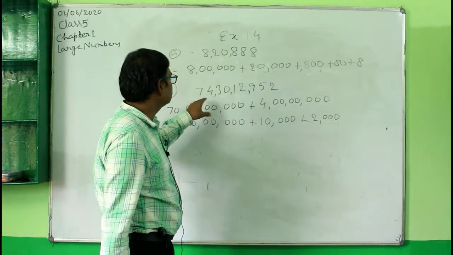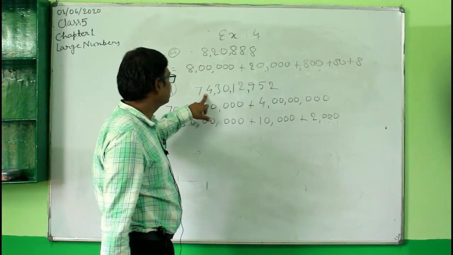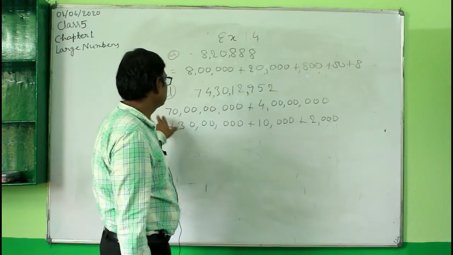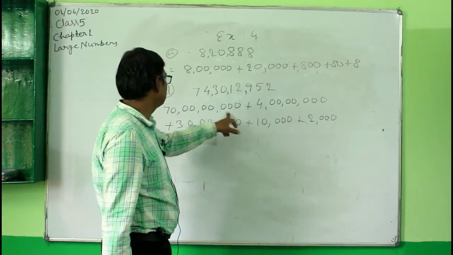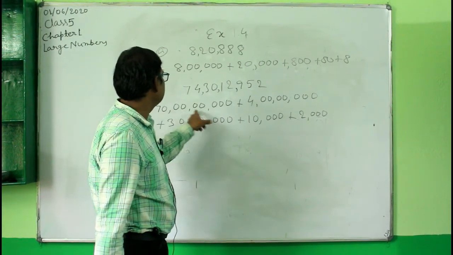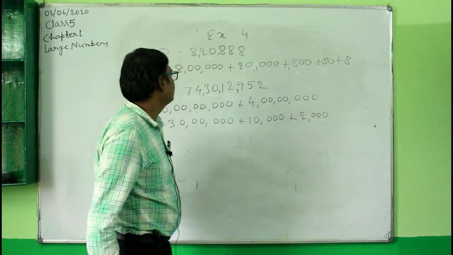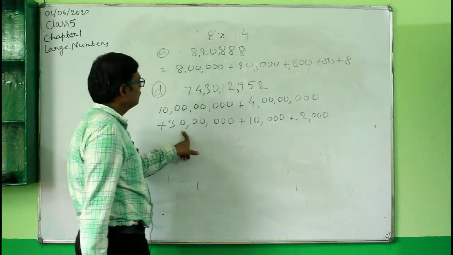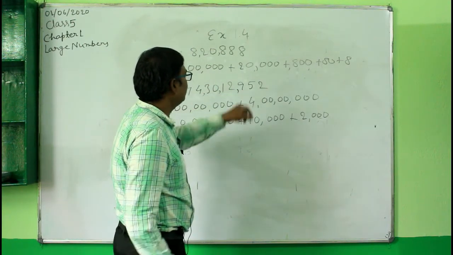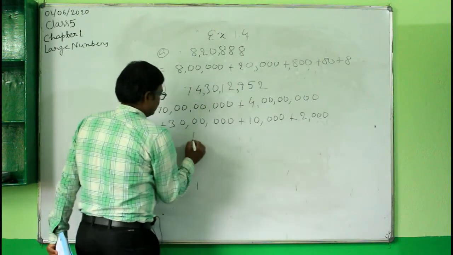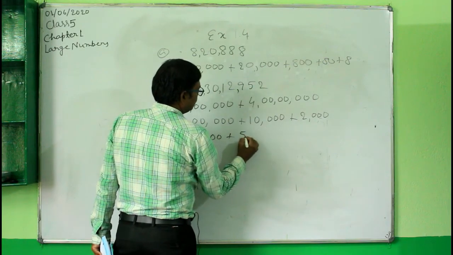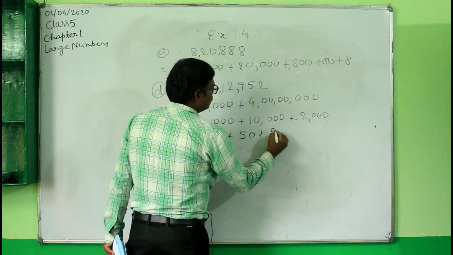So this is the number first, 74 crores 30 lakh 12,952. And then just write, it's again very simple. This is at the 10 crores place, so here you have 70 crores, and here it is 4 crores, and this is 30 lakh, so you will not write the zeros, and then here it is 10,000, then 2,000, then 900, plus this is at the tens place, so it will be 50, and this is at the ones place, so it will be 2.